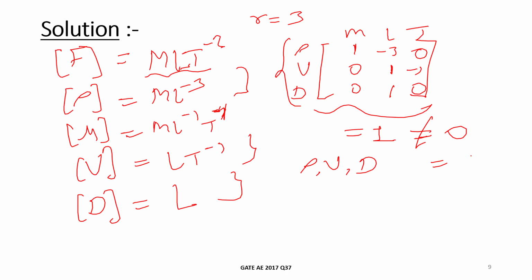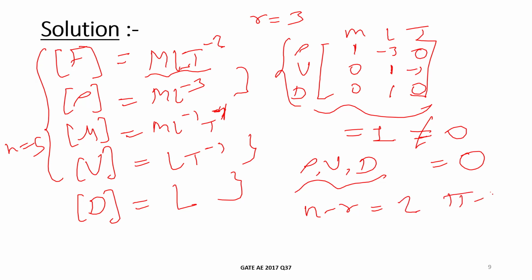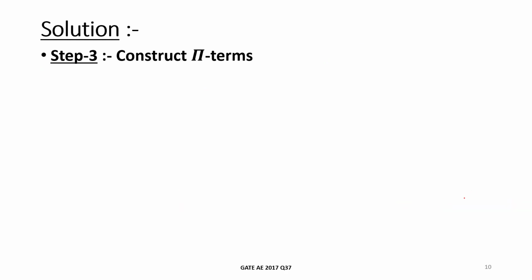And if it is 0 by chance, then we have to choose the variables again. So now we have total number of variables n equal to 5 and repeating variables r equal to 3. So we will have n minus r equal to 2 pi terms. So we have to find the pi terms.